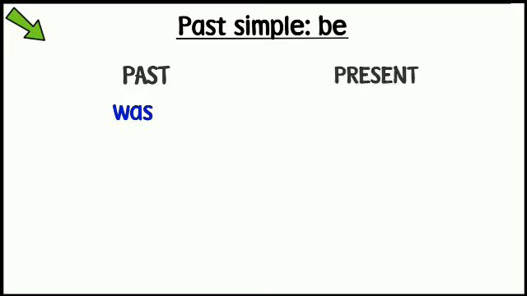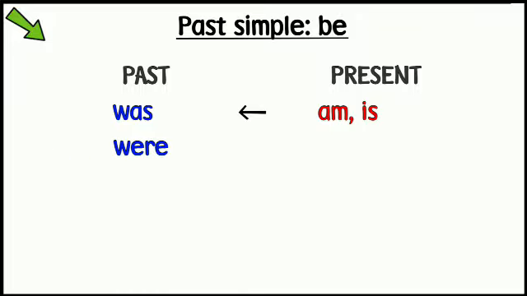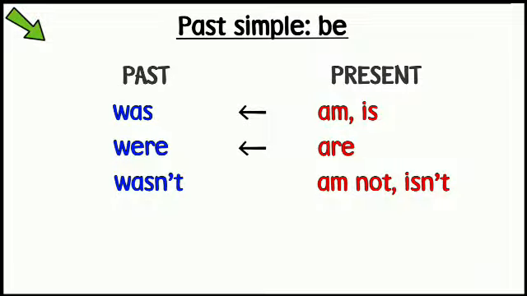Was is the past form of am and is. Were is the past form of are. Wasn't or was not is the past form of am not and isn't. Weren't or were not is the past form of aren't.